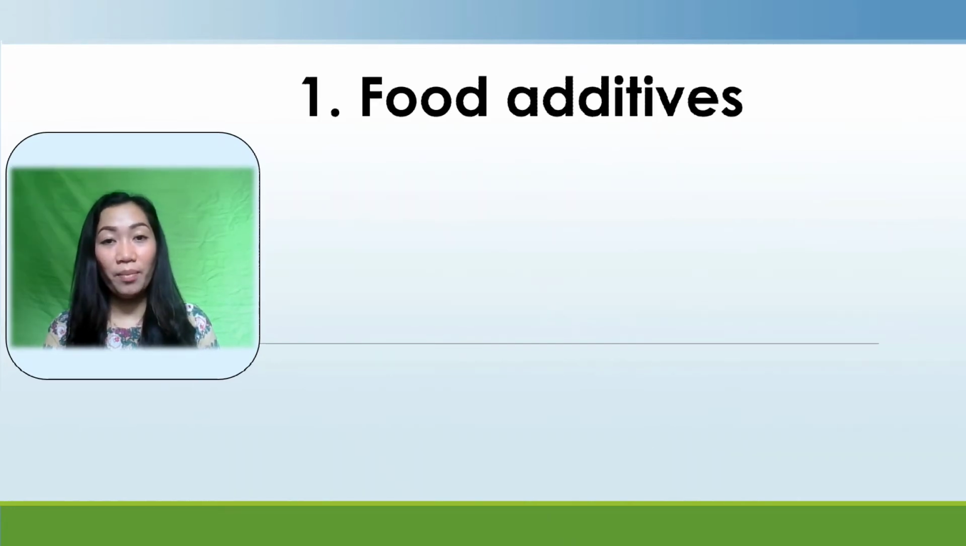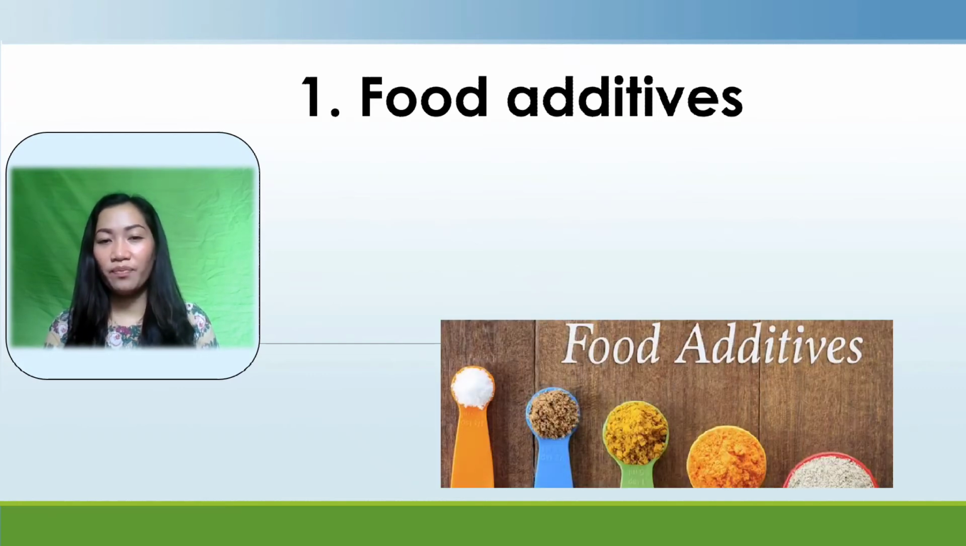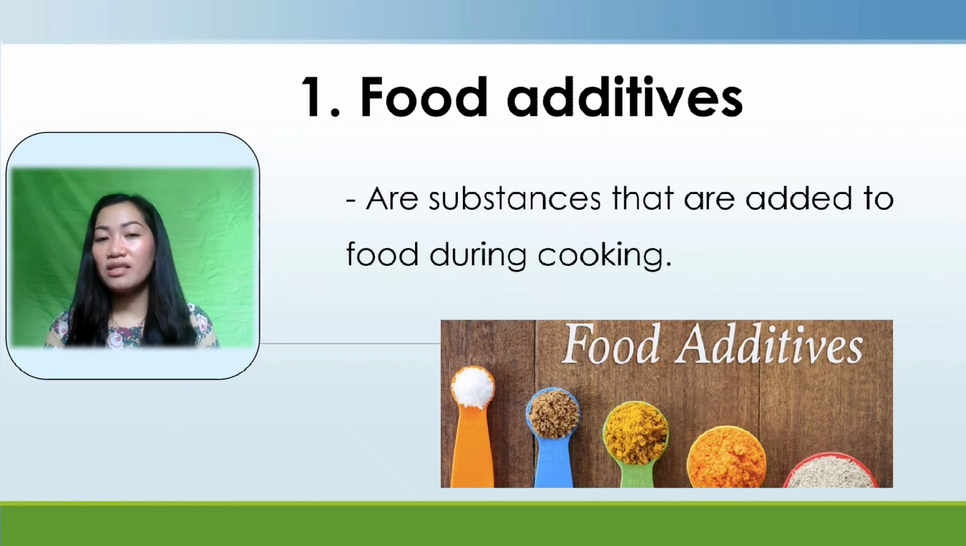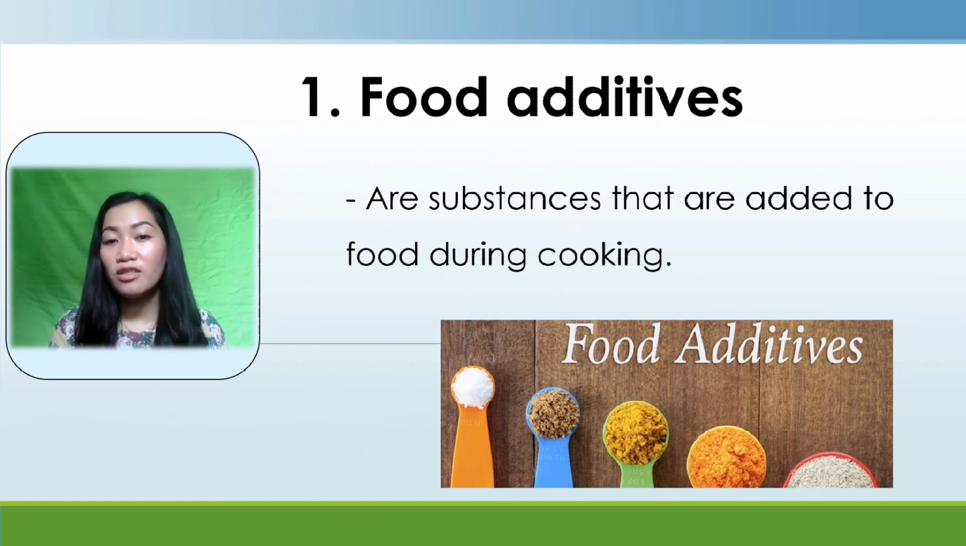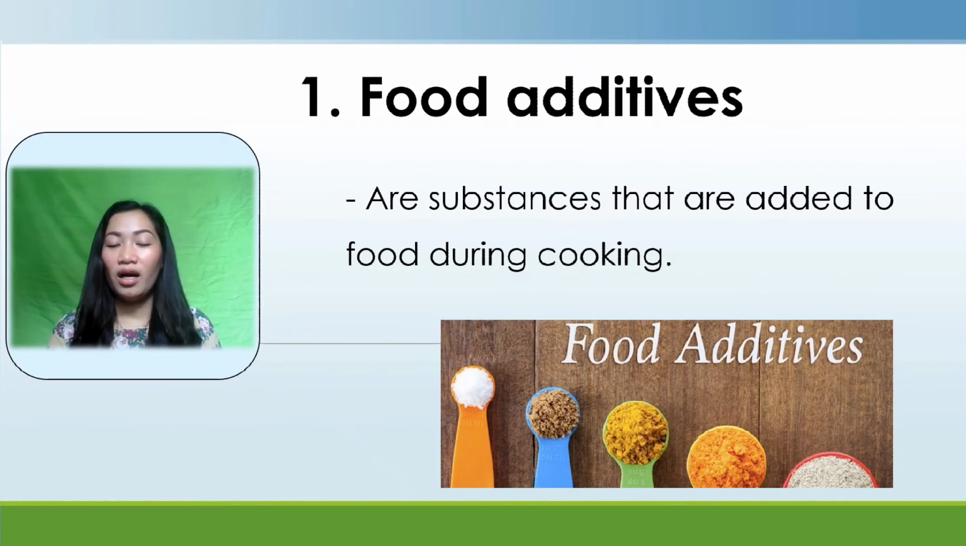First, let's talk about the food additives. Food additives are substances that are added to food during cooking. The very common ones that we use are salt and seasoning. These are examples of food additives.